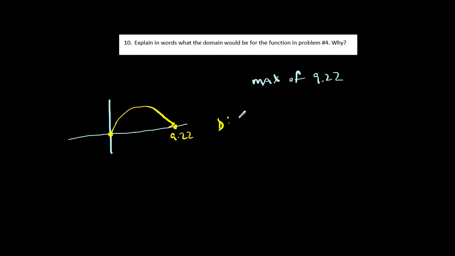So the domain for this would be the set of all x's such that it has to be greater than or equal to 0, since that's where he starts. And he ends up at 9.22, so he has to be less than or equal to that. So you would just explain that in words.